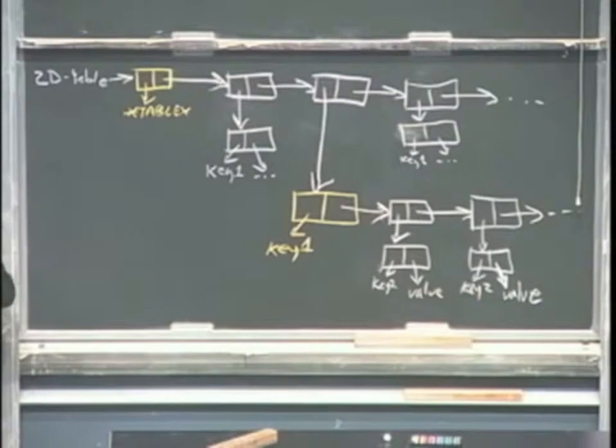Yeah, we're making a two-dimensional table. So it's like the table that we used for data-directed programming, where there was a row key and a column key. So the row key is key 1 and the column key is key 2.